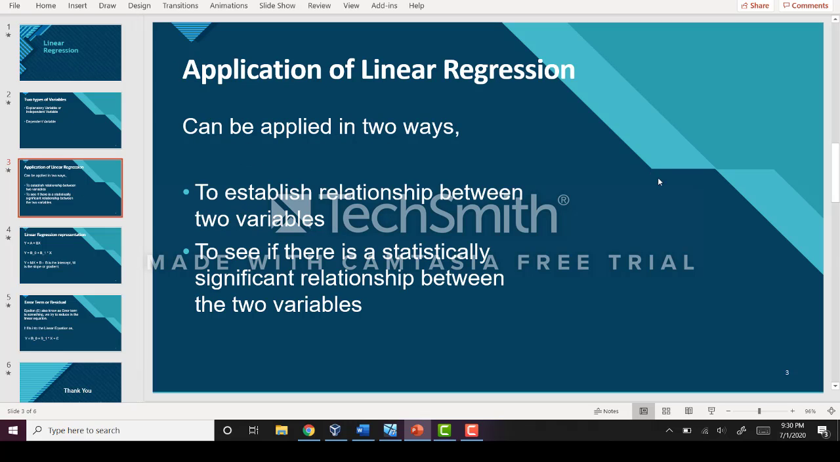Some of the applications of linear regression: it can be mainly applied in two ways. One is to establish a relationship between two variables, to see if there is a possibility of a relationship between two variables, and the second one is to see if there is a statistically significant relationship between two variables.